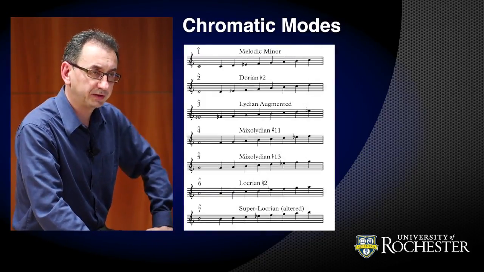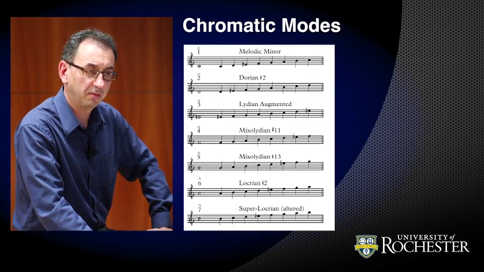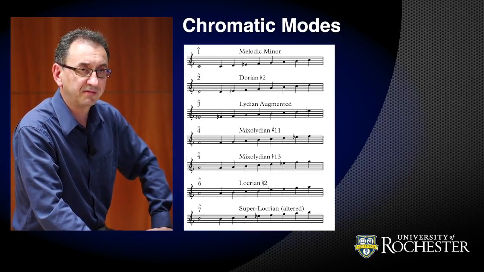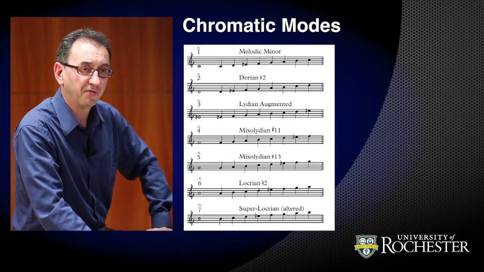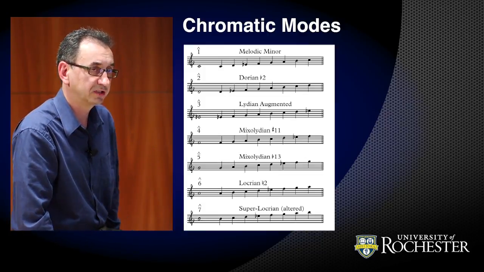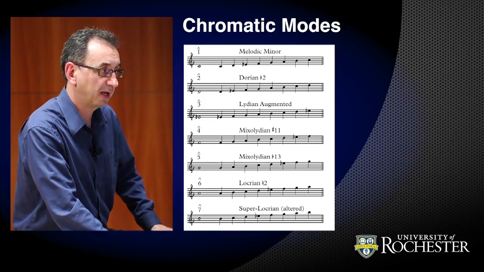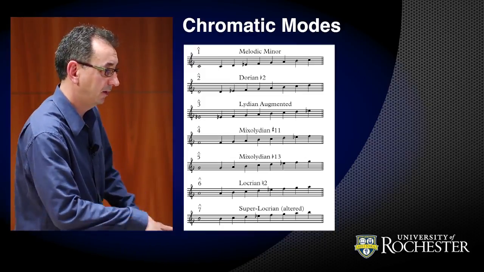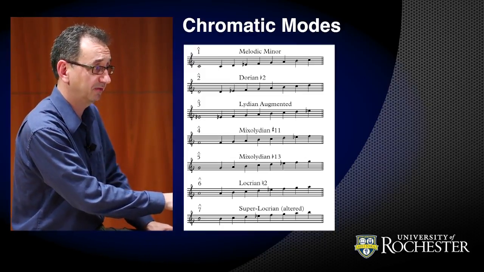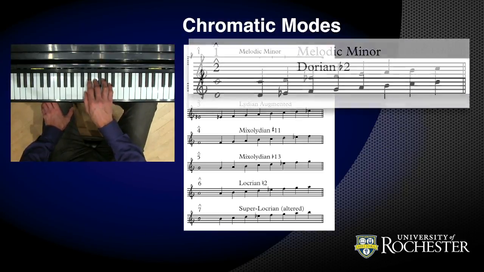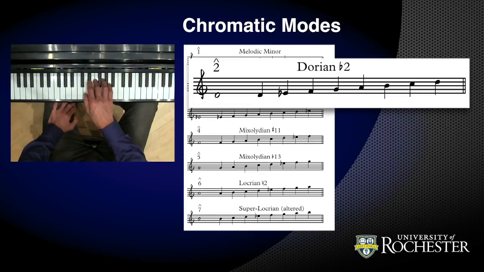In addition to these 7 diatonic modes, because they are derived from the Ionian scale, there are also 7 chromatic modes derived from the melodic minor scale. So on the screen you can see 7 chromatic modes derived from the melodic minor. So here is your parent scale from C to C. Dorian flat 2 begins on the second note, on D.